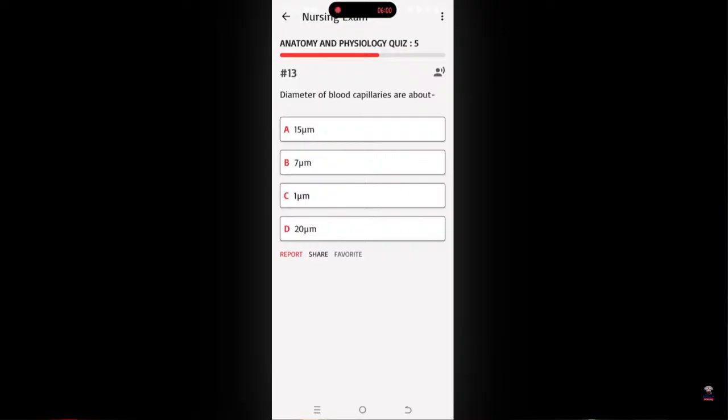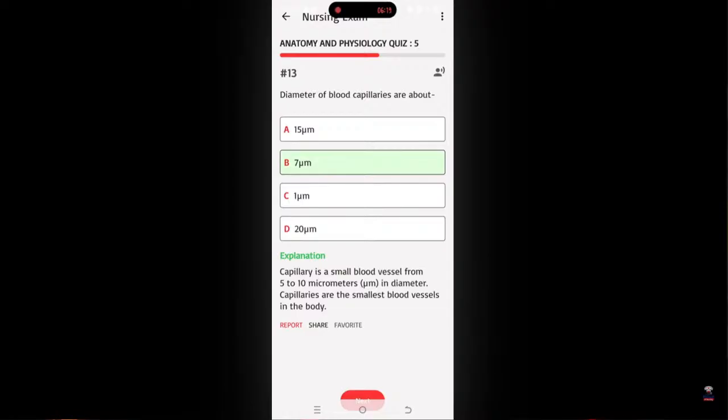Diameter of blood capillaries are about A. 15 micrometers, B. 7 micrometers, C. 1 micrometer, D. 20 micrometers. Correct answer: Capillary is a small blood vessel from 5 to 10 micrometers (μm) in diameter. Capillaries are the smallest blood vessels in the body.